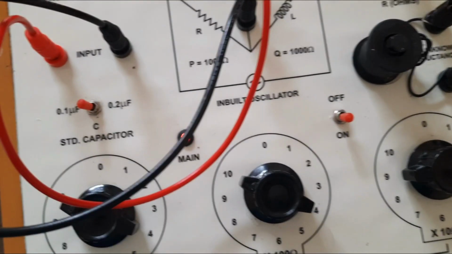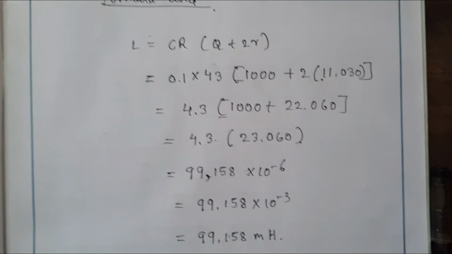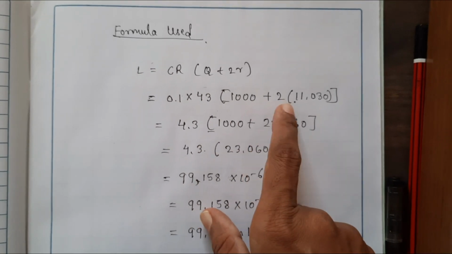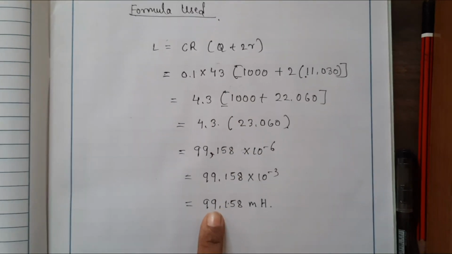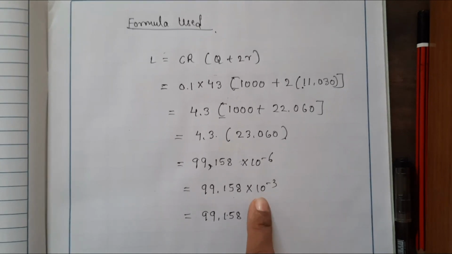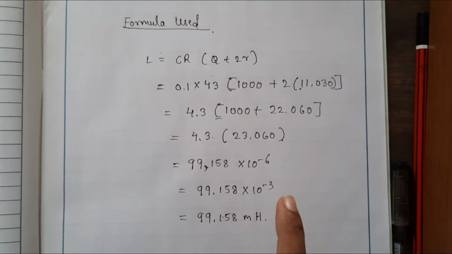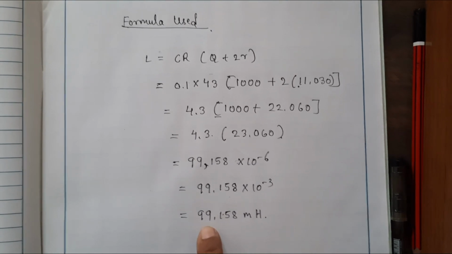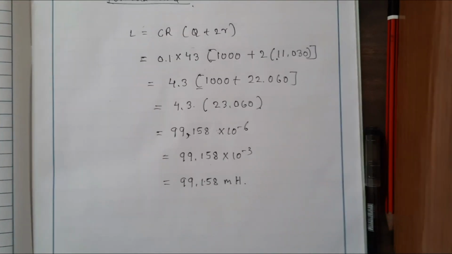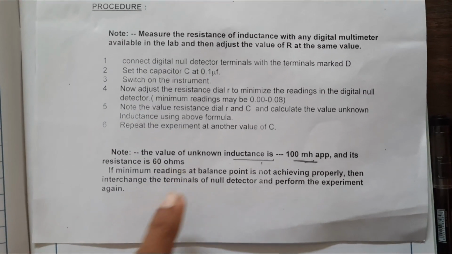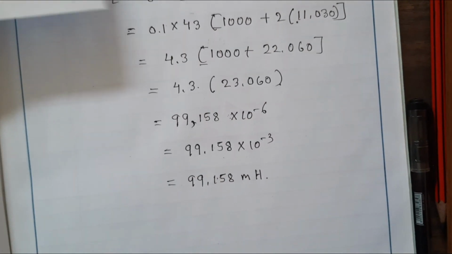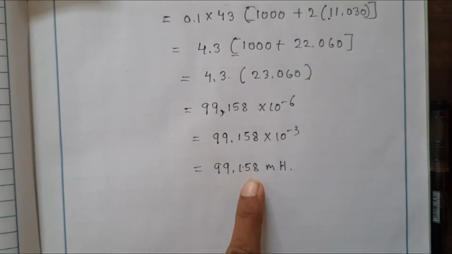So substitute in the formula. After substituting and doing the calculation, we get 0.1 into 43 into (1000 plus 2 into 11,030), with capacitance in microfarad, that is 10 to the power minus 6. We should express it in terms of millihenry. So we got the value of inductance as 99.158 millihenry. Here they have given the unknown value of inductance as 100 millihenry, so we also got nearly the same value, 99.158 millihenry.